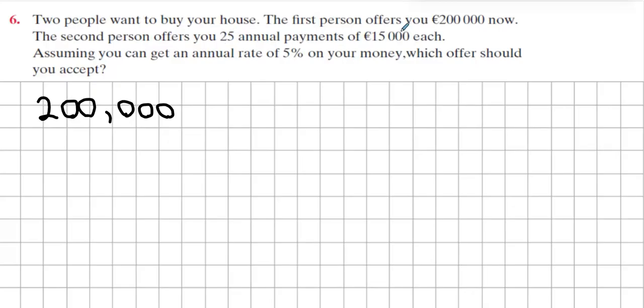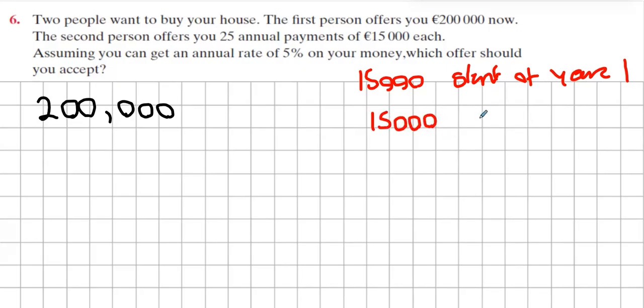25 annual payments of 15 grand each. Annual repayments. So I'm assuming the annual payments, you can say 15 grand at the start of year 1, or what's the other scenario? 15 grand at the end of year 1. Okay? Just say the question doesn't specify, I'll run with 15 grand at the start of year one. It should specify, shouldn't it?